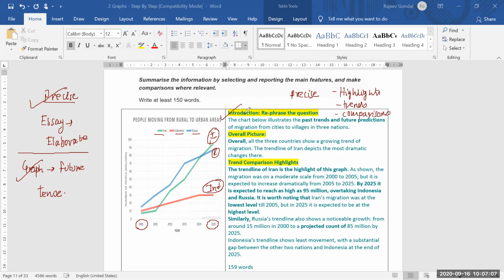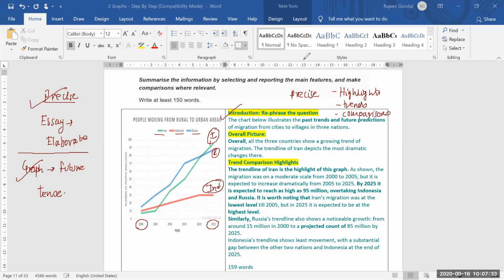First, we have to write the introduction. Introduction is nothing but the paraphrase of the question itself. So you can use the same words as given in the question, just paraphrase them or use some synonyms of those words. The chart below illustrates the past trends and future predictions of migration from cities to villages in three nations. So here, as we can see in the question also, some similar types of words are used.